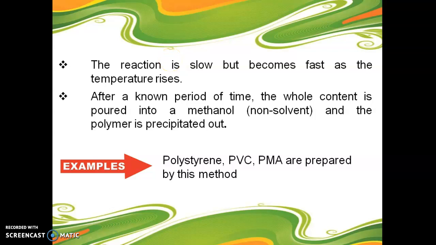After a known period of time, the whole content is poured into methanol, which is a non-solvent, and the polymer is precipitated out. Examples are polystyrene, PVC and PMA, which are prepared by this method.